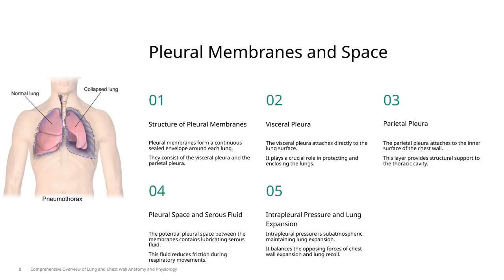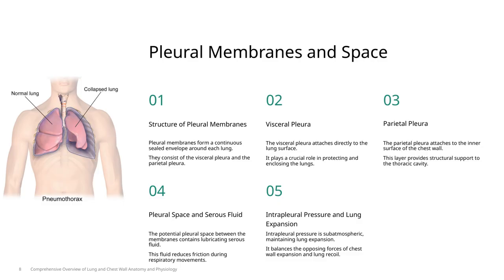Let's take a closer look at the intrapleural pressure, which is actually subatmospheric, meaning it's lower than the surrounding atmospheric pressure. This negative pressure is crucial because it helps keep the lungs expanded. It essentially balances the opposing forces at play. On one side, the chest wall has a tendency to expand outward, and on the other, the lungs tend to recoil inward. The intrapleural pressure maintains this delicate balance, ensuring smooth and effortless breathing.